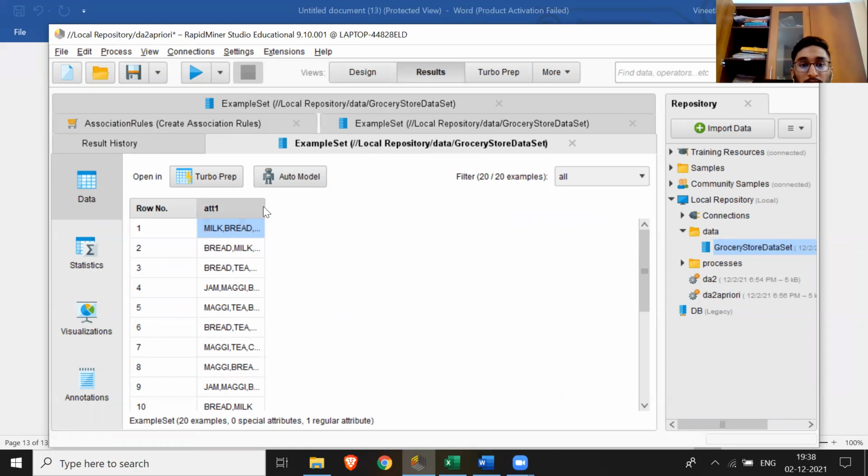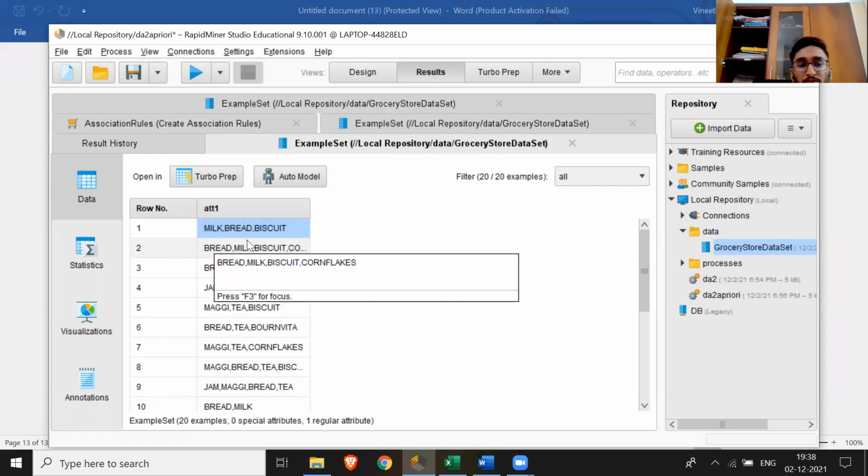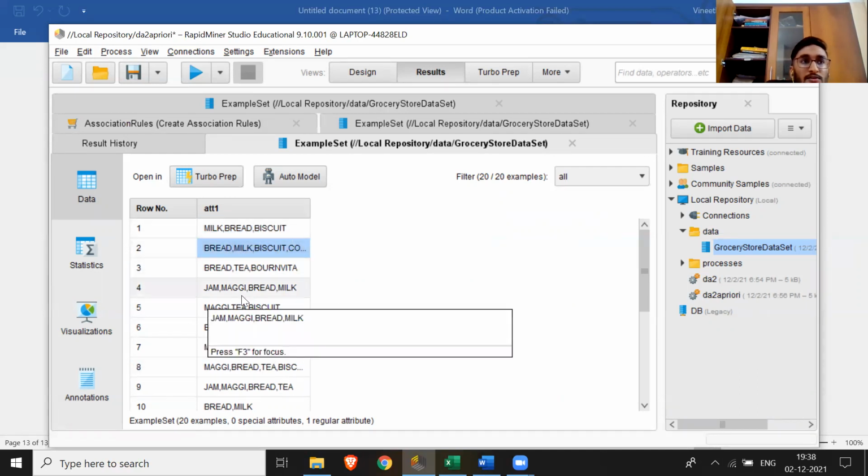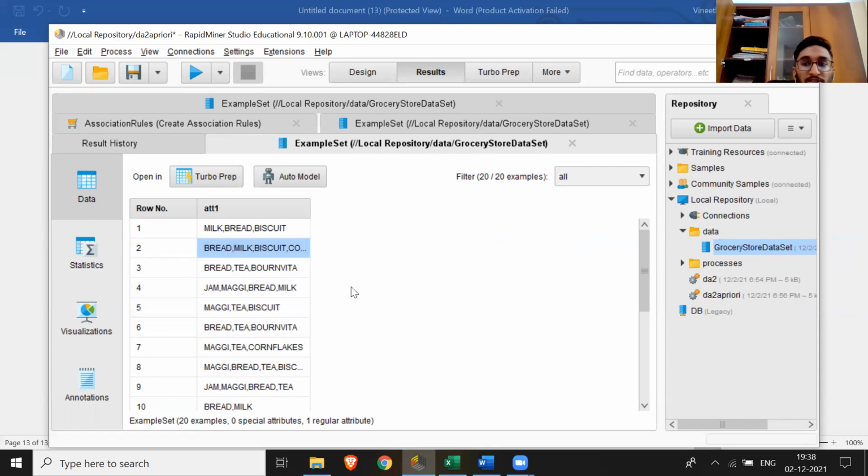So we have milk and bread. All these values: milk, bread, and biscuit, bread, milk, and biscuit, etc. are basically transactions made by customers who visit a store. So the first customer might have bought milk, bread, and biscuit. The second customer might have bought bread, milk, biscuit, etc. And these are basically different transactions made by the customers.